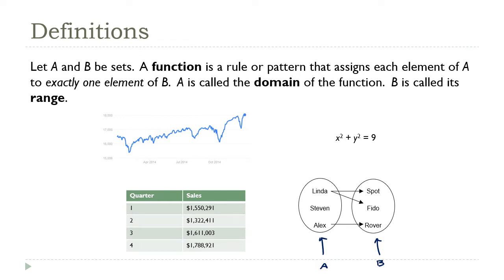I really want you to focus on that exactly one element part. That's a key part of the definition here, and we're going to talk about that more when we look at these specific examples. Some of these examples are functions. Some of them are not, because, as you'll see, they don't meet that requirement. Now, these two sets have names. The from set, if you will, is called the domain, and the to set is called the range.